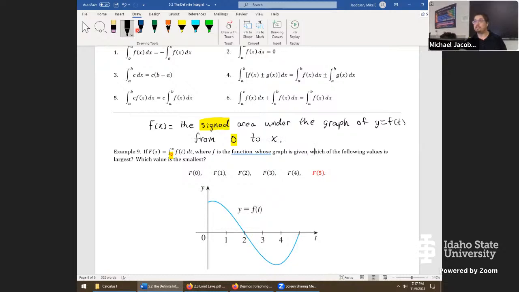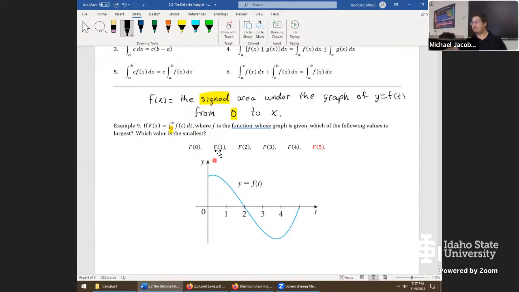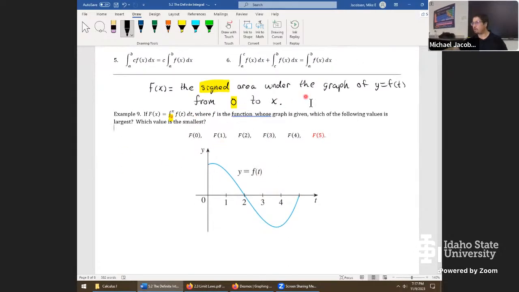Maybe let's start over again. We threw in a couple edits there. So F of x says integrate from 0 to x, f of t dt. So that means it'll be the signed area under this graph with those changes put in. So the question they're asking us then is, which of the following values is largest and which is going to be smallest?